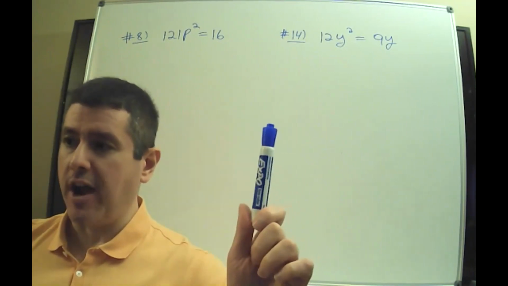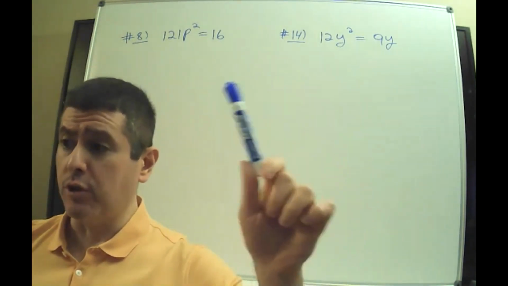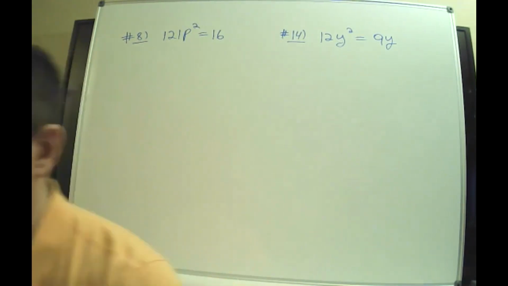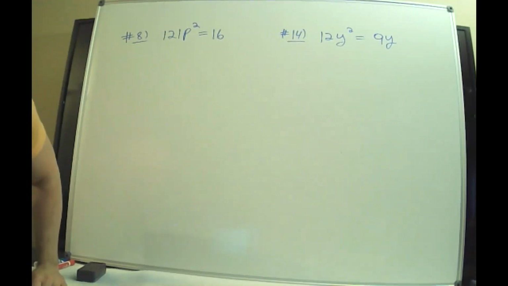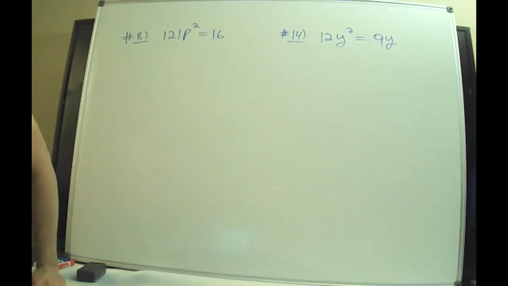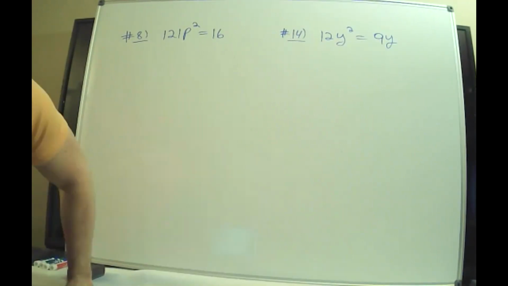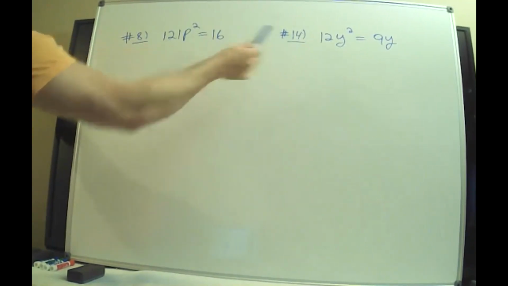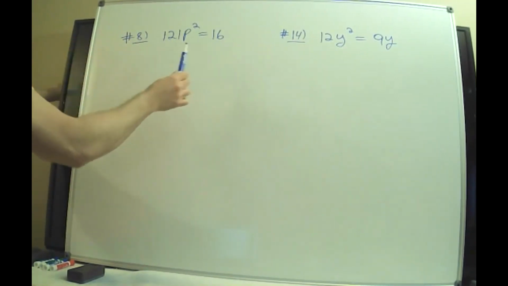Of all the questions there, these are probably two of the ones that I see the most mistakes on. So pay close attention. I'm going to record them. These are going to be the last two that I work, and that'll be enough for us. All right, here we go. Now I'm recording. Number 8 and number 14, solve by factoring.